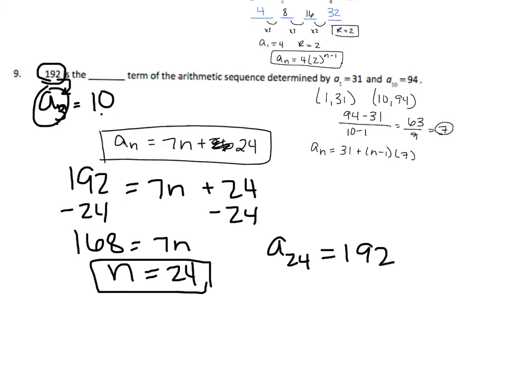Okay, and that makes sense, and it should make sense. If your first term is 31 and your 10th term is 94, clearly you're increasing as your term goes on, and that's what we found in our 24th term. It went up to 192. Okay, so these should make sense to you when you're done.